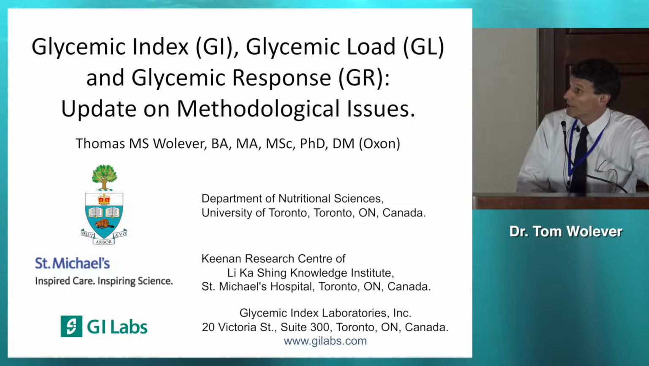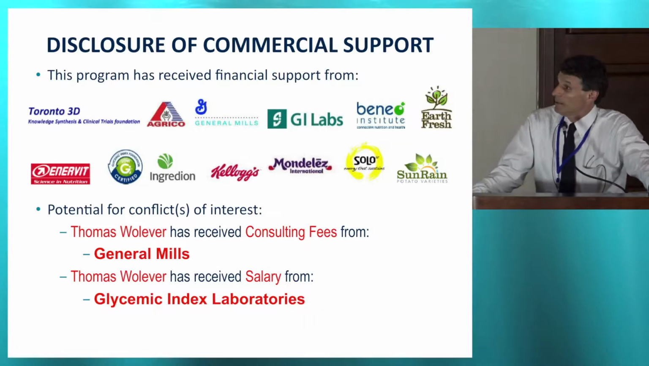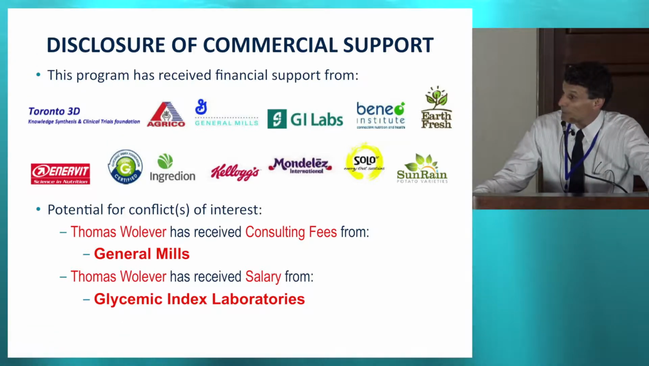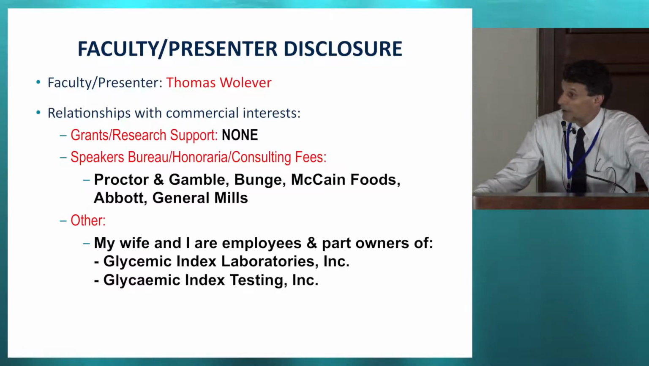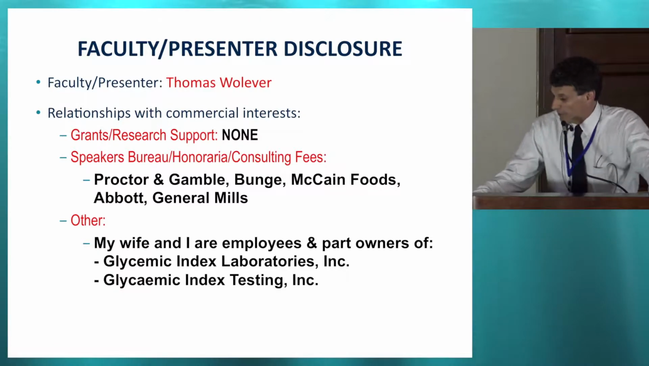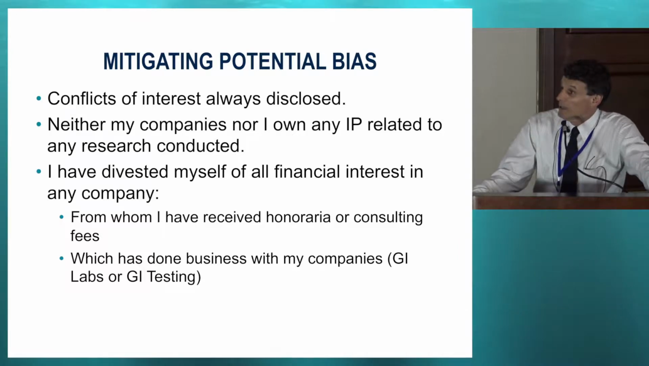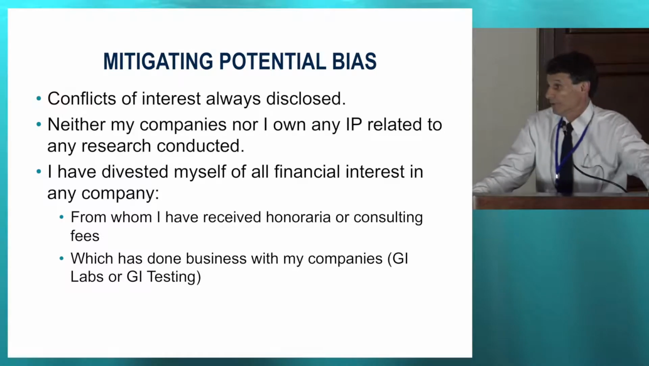So I was asked to speak on GI, GR, GL, update on methods, and these are the people who are supporting us. I've had some consulting fees from General Mills, and I've received a salary from GI Labs, and there are a few other honoraria. I have no grant research support. My wife and I are owners and employees of those two contract research organizations. We mitigate our bias by always disclosing our conflicts, not owning any IP, and divesting myself of all financial interests in any companies with which my company or myself deal.